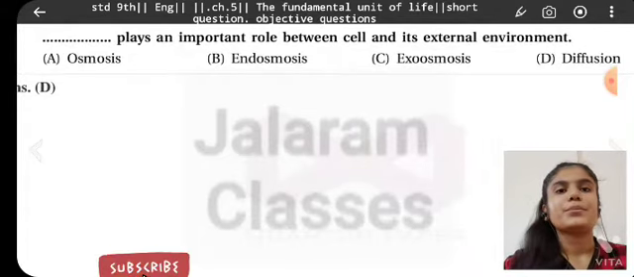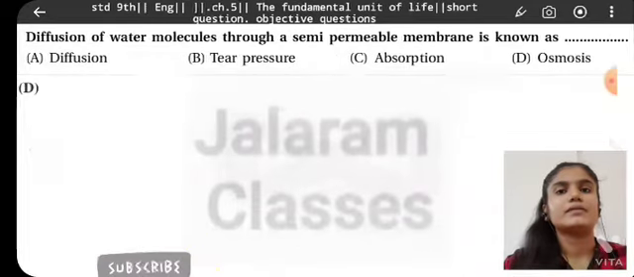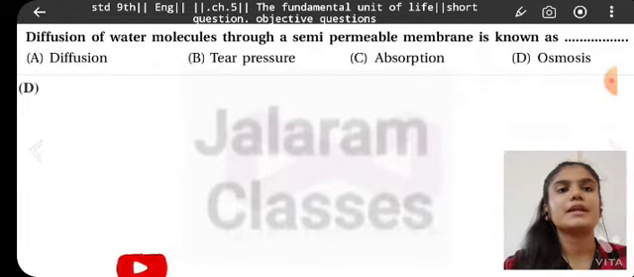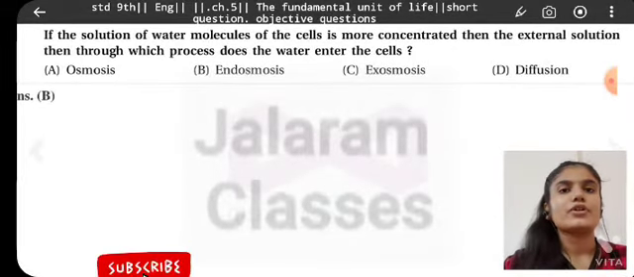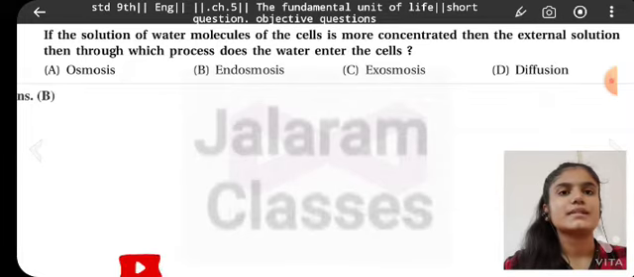Diffusion plays an important role between the cell and its external environment. Diffusion of water molecules through a semi-permeable membrane is known as osmosis. If the solution of water molecules of the cell is more concentrated than the external solution, then through which process does the water enter the cells?